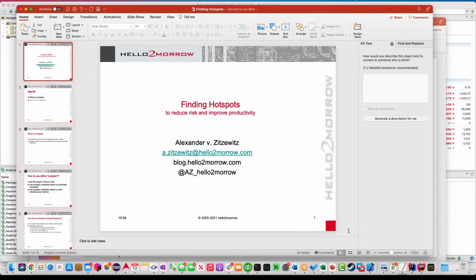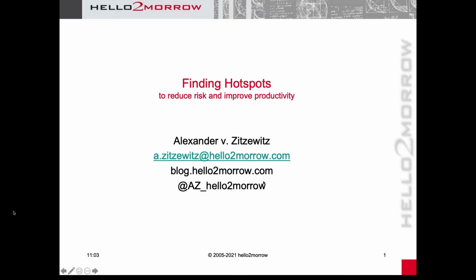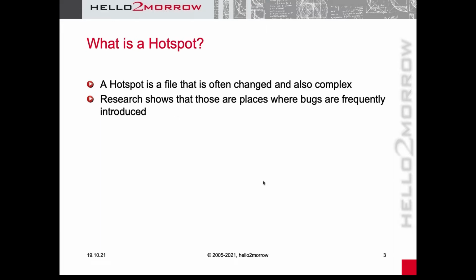Okay. Now, finding hotspots to reduce risk and improve productivity. What are hotspots? What is a hotspot? I would define a hotspot as a file that is often changed and also complex. And we know from research pretty well that those are the places where bugs are frequently introduced. So these are the things that introduce those regression bugs.